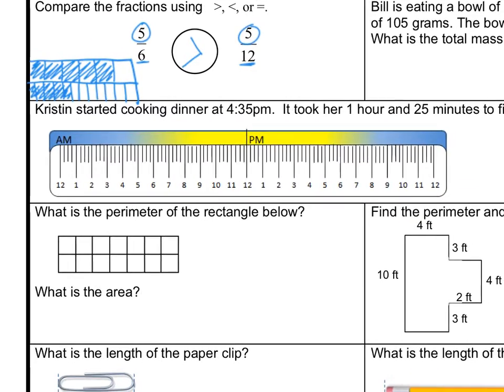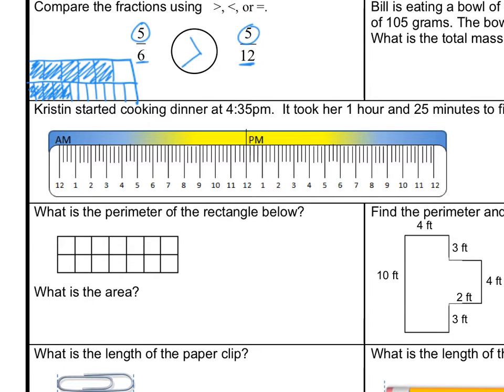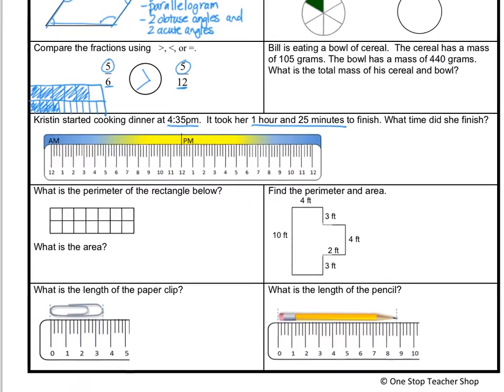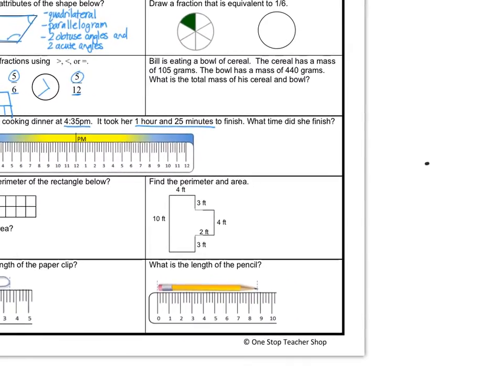Okay, our elapsed time. Kristen started cooking dinner at 4:35 p.m. It took her 1 hour and 25 minutes to finish. What time did she finish? And so instead of using the elapsed time ruler, let's use just a regular blank line. And we're going to do jumps on the line. And we know she started at 4:35, and that's p.m. So let's jump ahead 1 hour first. So from 4:35, I'm going to label that jump as 1 hour. That would get us to 5:35.